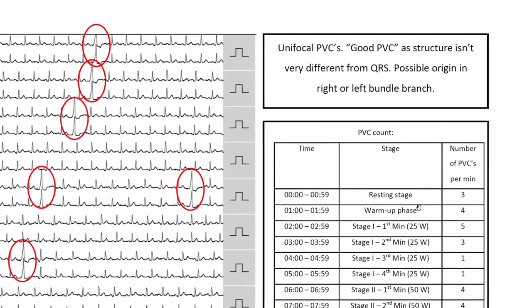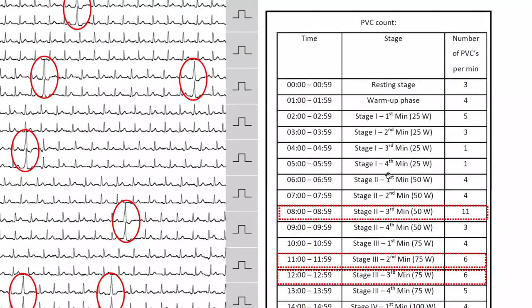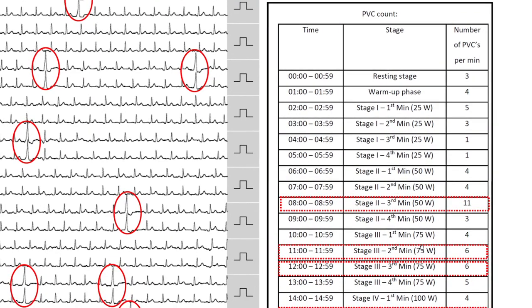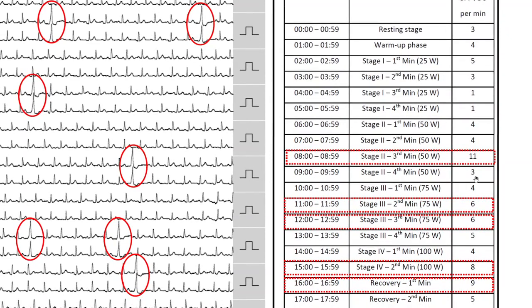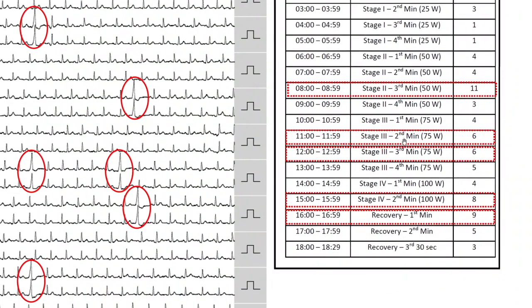What I've done here is count the number of PVCs per minute. And remember, if there are more than 6 PVCs per minute, the test should be stopped, because this is indicative of pathology occurring, ischemia of the heart. As you can see, from minute 8 to 9 there were 11 PVCs, and the test should actually have been stopped over here. However, there were other minutes that also exceeded or equaled 6 PVCs per minute.